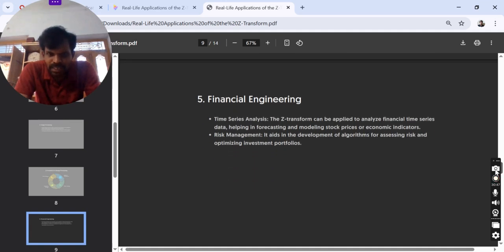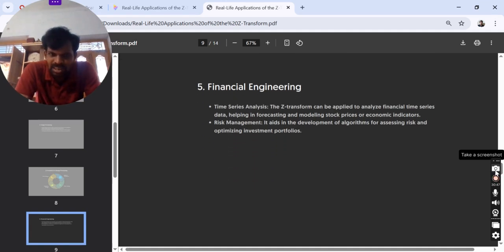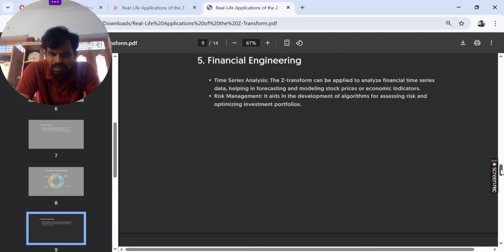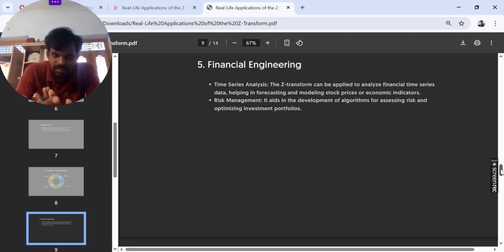Next, financial engineering, that is time series analysis and risk management. Also, we are going to use the Z transform. The Z transform can be applied to analyze financial time series data, helping in forecasting and modeling stock prices or economic units. This one is related to managerial economics.